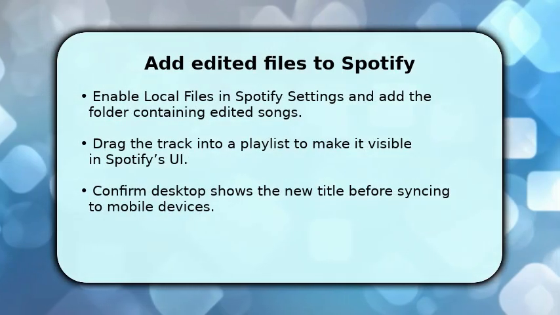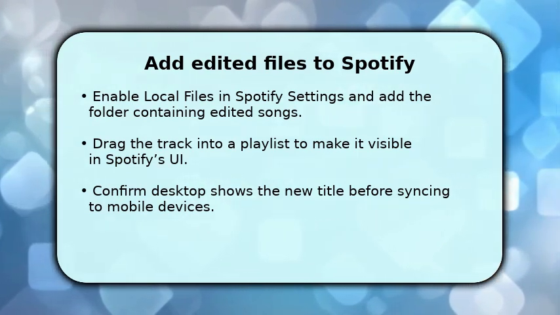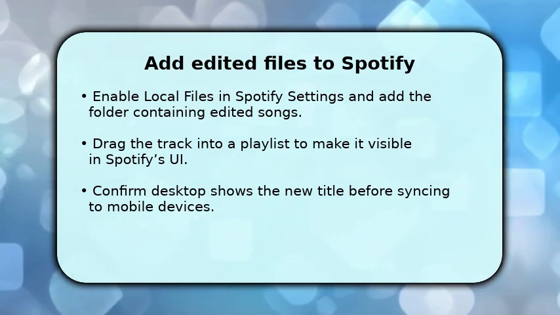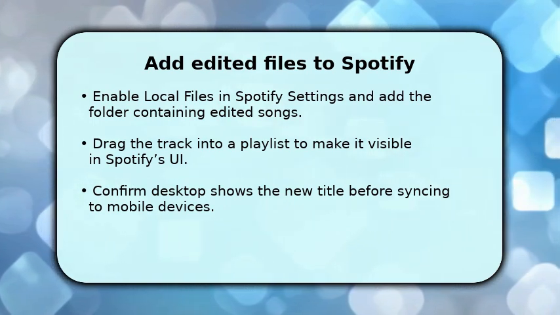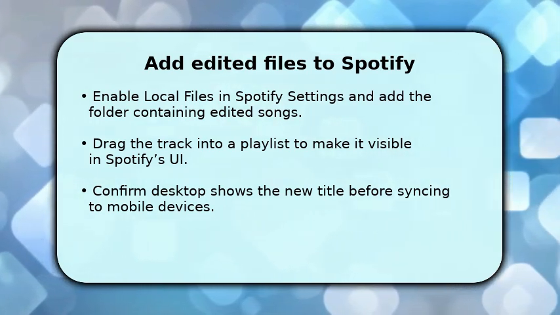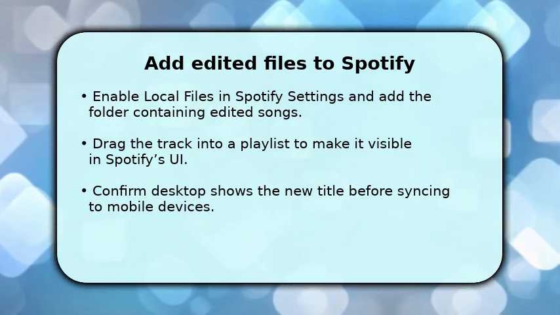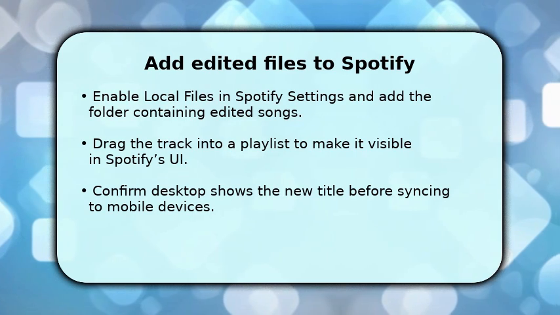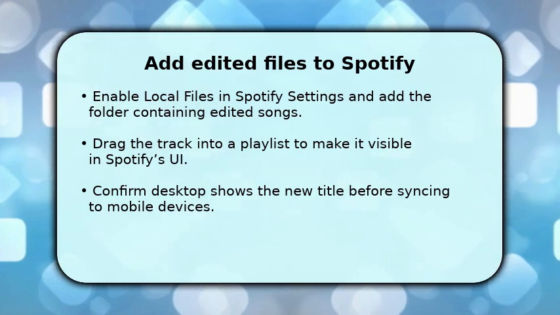With tags saved, switch to Spotify Desktop and enable local files in Settings, then add the folder where you stored the edited file. Once Spotify scans that folder, locate the track and drag it into a playlist. Playlists are how local tracks become easy to access. Make sure the desktop app displays the edited title. If it still shows the old name, force a rescan by removing and re-adding the folder, then restart Spotify so the new tags are read properly.